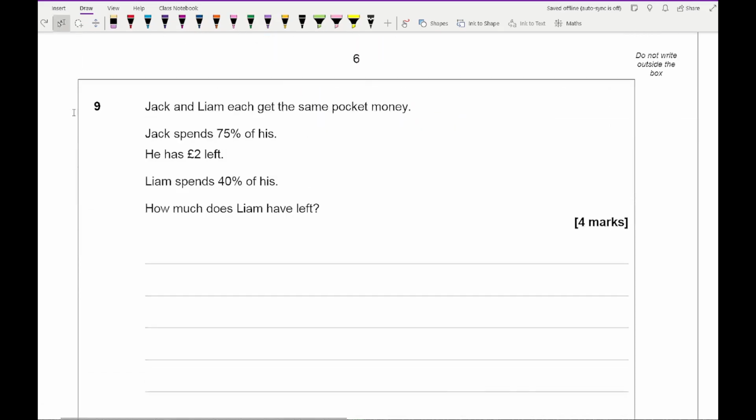Moving on to question 9, it says Jack and Liam each get the same pocket money. Jack spends 75% of his and he's left with £2. Liam spends 40% of his. How much does Liam have left? So for this, using the first bit of information, Jack spends 75% of his and he's got £2 left. So that means that 25% equals £2. Now if 25% equals £2, then 100% is going to be 4 times 2, which is £8.